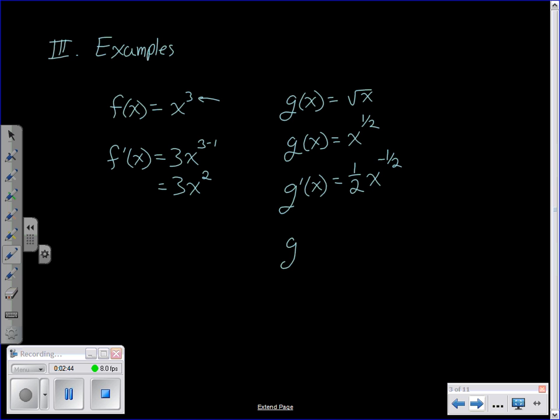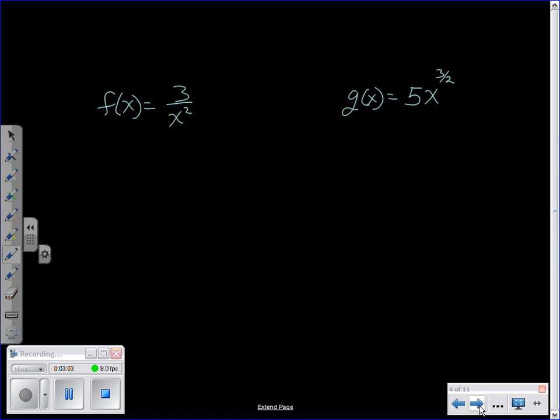If I wanted to, I could simplify this, and this is going to give me 1 divided by 2 times the square root of x. So I'm taking my 1/2 and rewriting it as 1 divided by 2. And then x to the negative 1/2, I put that in the denominator, and then I change my fractional exponent back to a radical. Some other examples might be 3 divided by x squared.